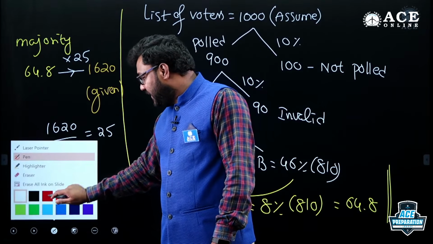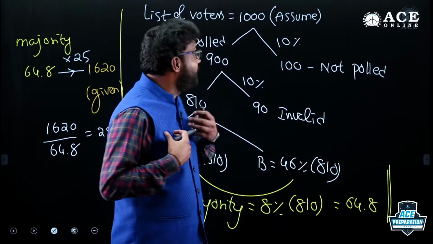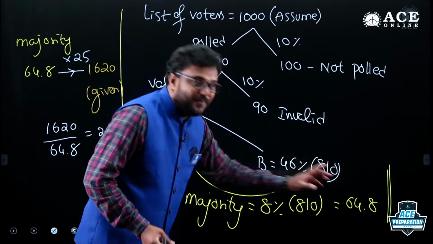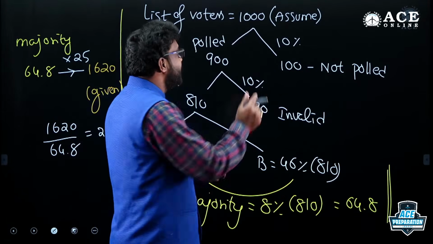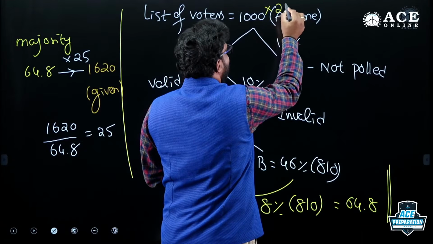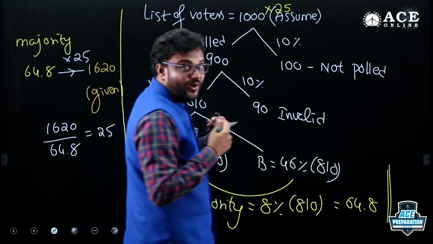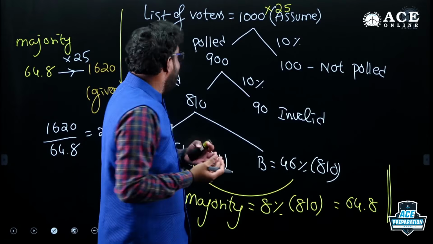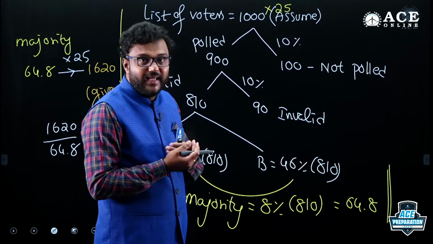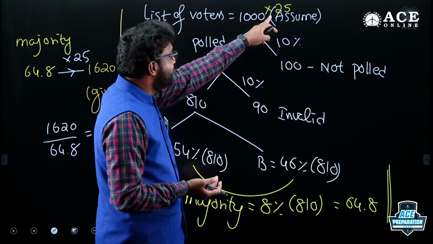So see, my assumption: I assumed 1000. That's why I got 64.8. Then what is the correct value? Yes, do into 25. How do we know it is into 25? We got 64.8 and they gave 1620. The correction factor is into 25, so I have to do into 25.